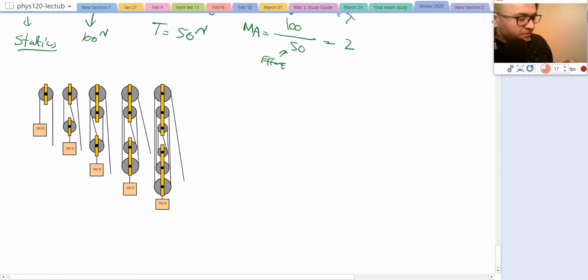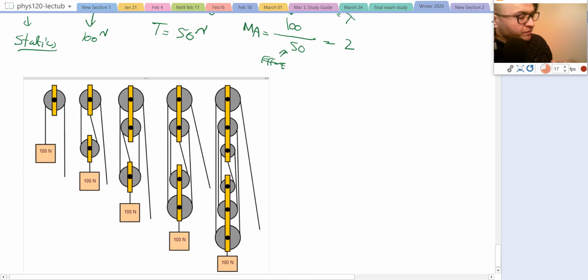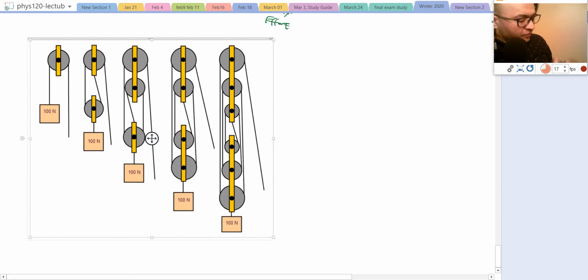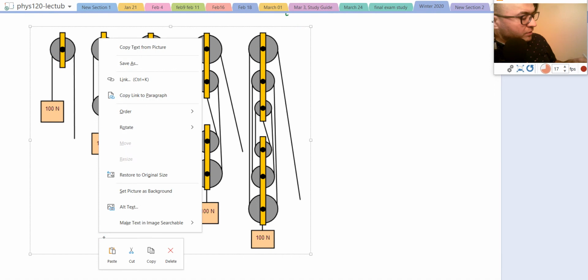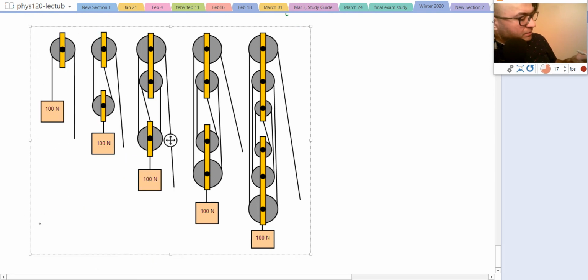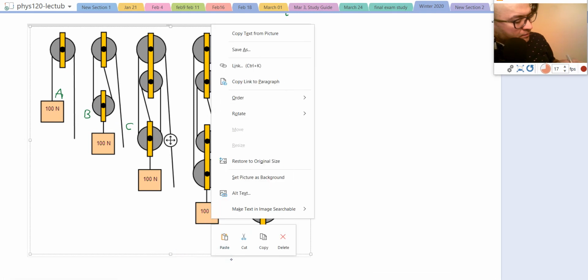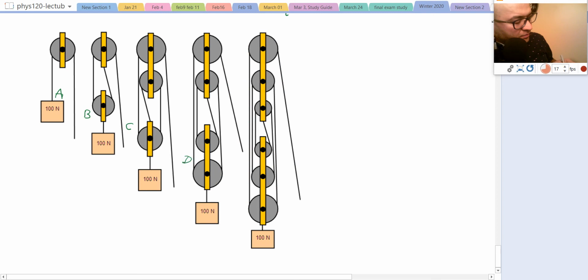So I have a crazy shape here, a system of pulleys that go forever. Now I want to find the mechanical advantage for each of these. As we discussed for the first one, the mechanical advantage is 1. We call this one A, this is B, this is C, this is D, and this one E. On the first system, the amount of load and effort are the same, so T is equal to 100. In the second one, T was 50.